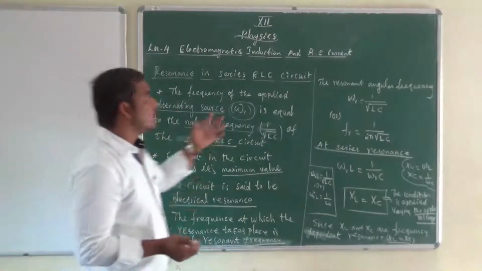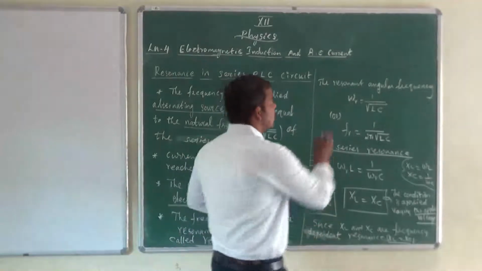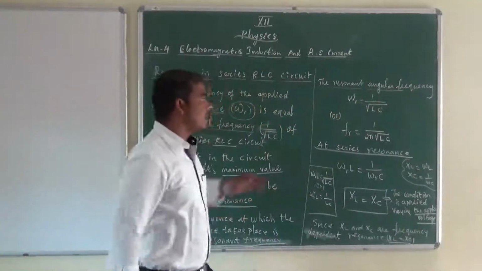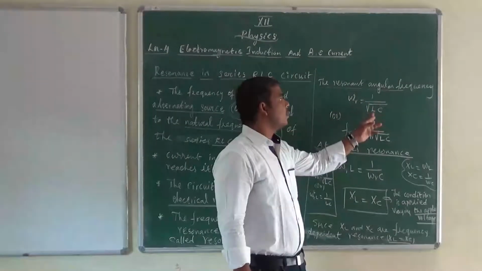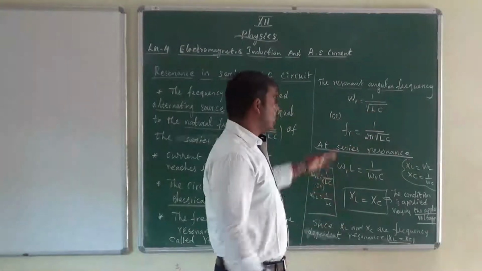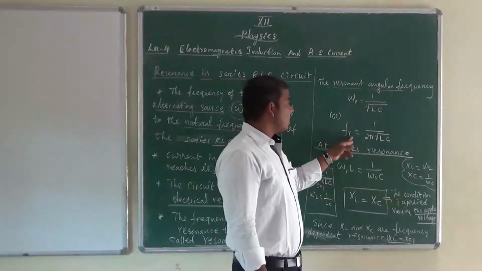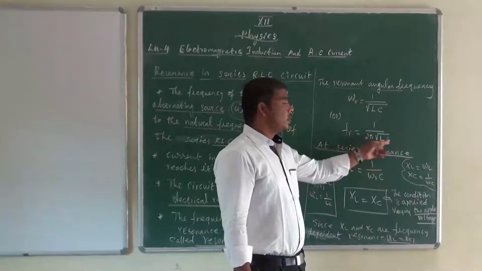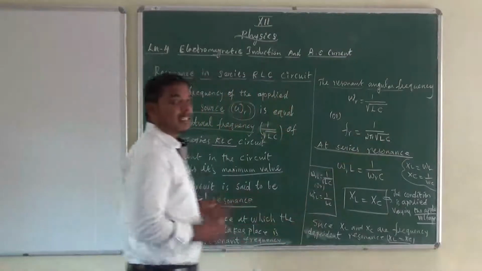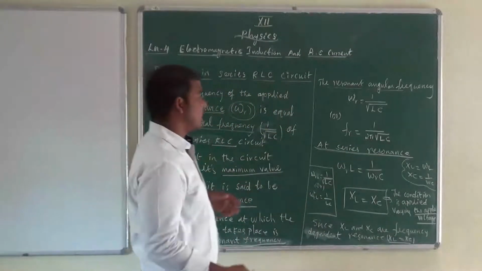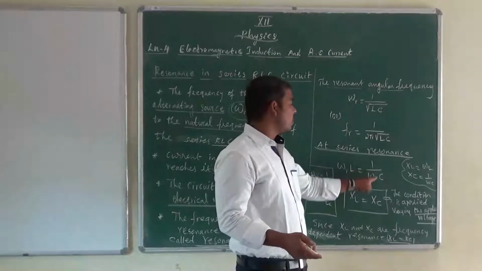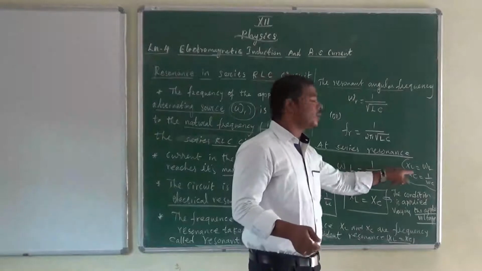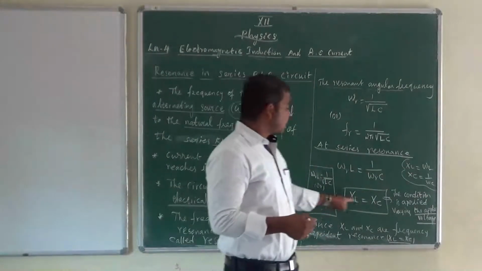Number one, one mark: a very simple way to prove that the resonant angular frequency represented by omega_r equal to 1 by root of L and C. In other words, ordinary frequency f_r equal to 1 by 2 pi root of L and C. At series resonance, the resonance condition we can apply: omega_r L equal to 1 by omega_r into C. Inductive reactance equal to capacitive reactance. So XL equal to XC.